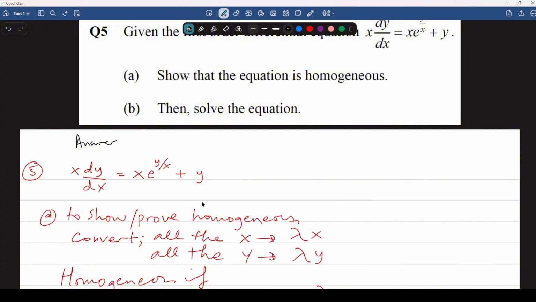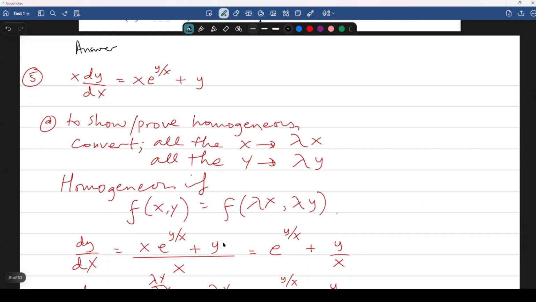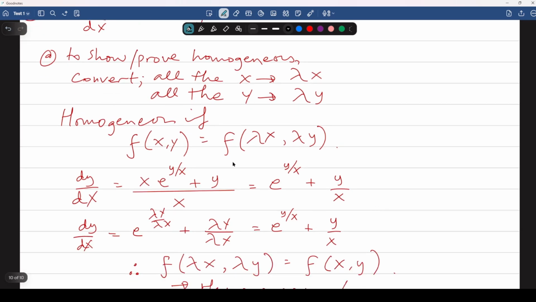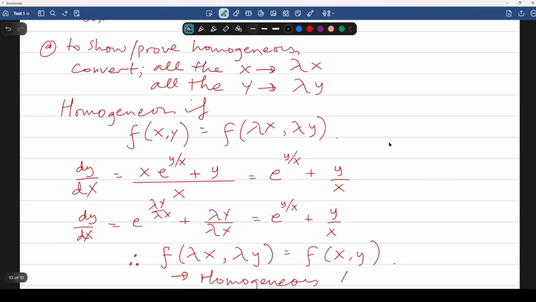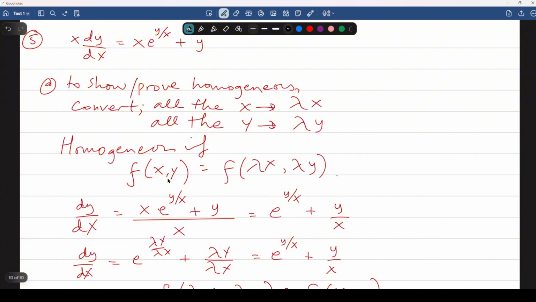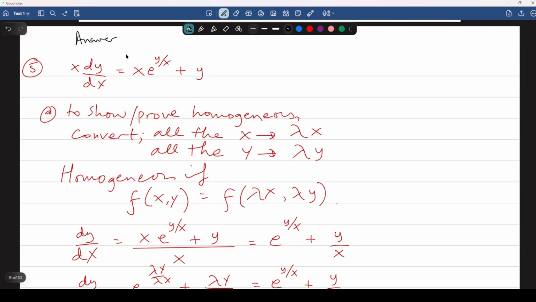If it is the same, then we call that differential equation homogeneous. So the function of x and y becomes the function of lambda x and lambda y, and it should be the same for it to be homogeneous. So we have our dy/dx, as you can see here. Move the x to the right hand side.